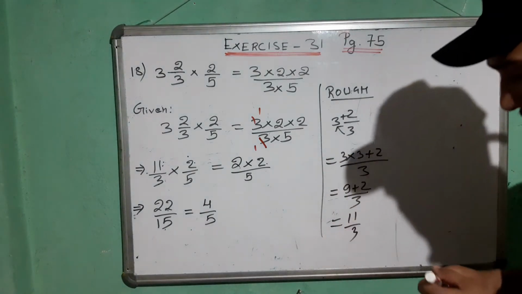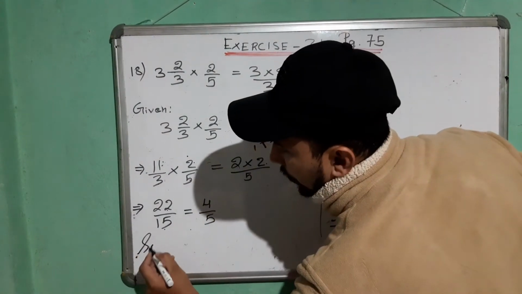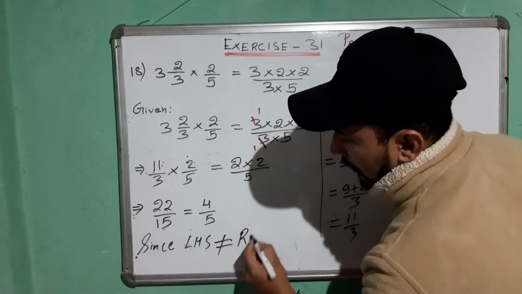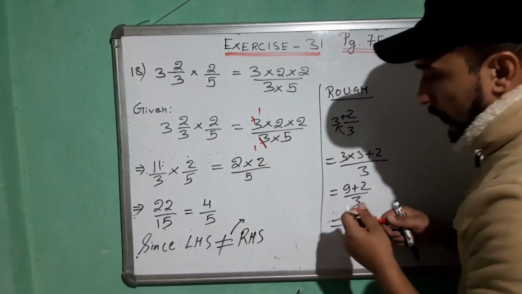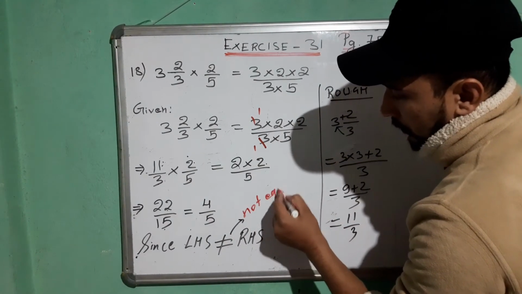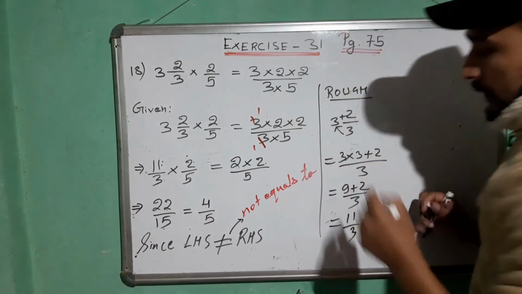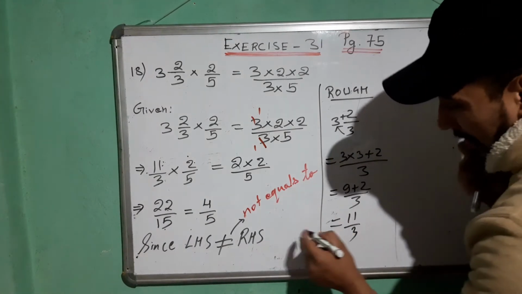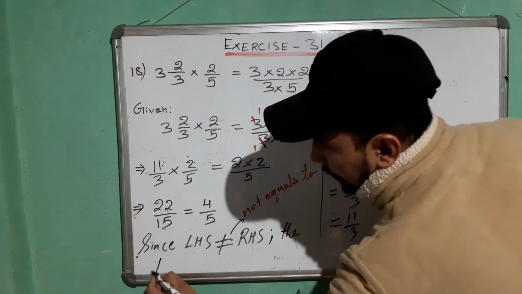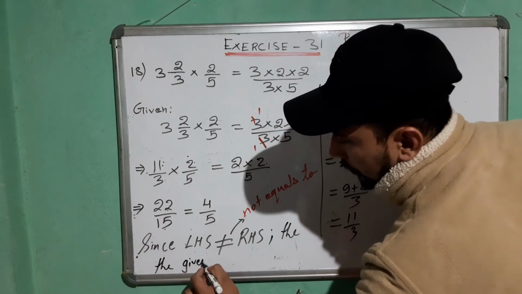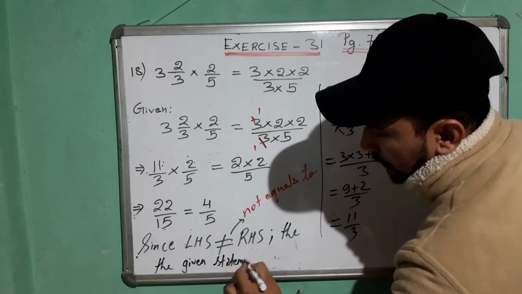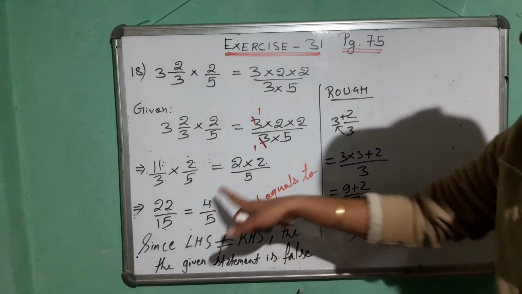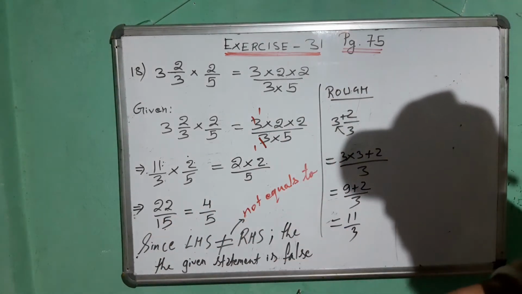Since left hand side is not equal to right hand side, LHS is not equal to RHS. Since left hand side is not equal to the right hand side, the given statement is false.